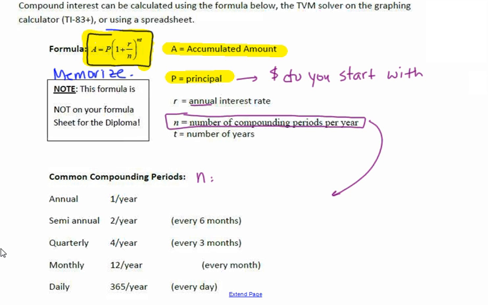So for example, if I'm compounded monthly for 2 years, how many compound periods will we have? 12 times 2, which is 24. So if it's monthly for 2 years, it'd be 24 compound periods. And that's what this exponent is going to be, the number of total compounds. That's why we do N times T.